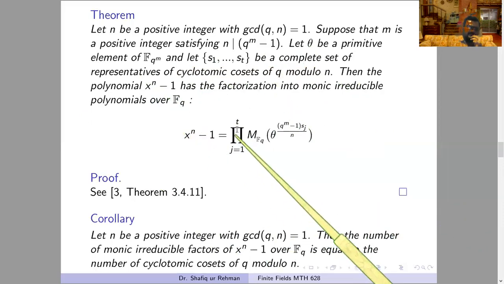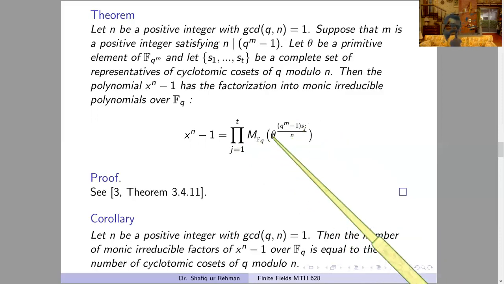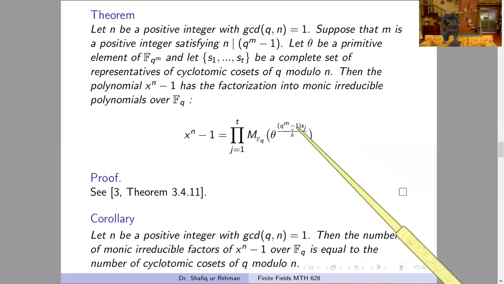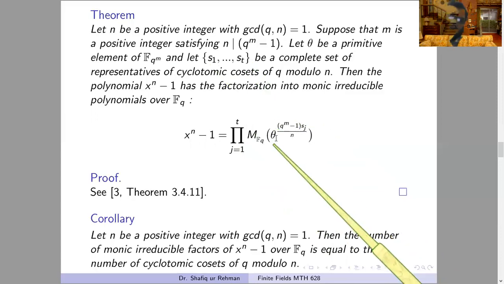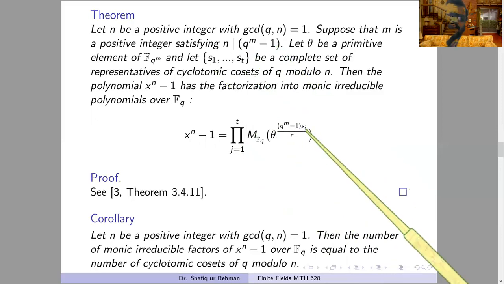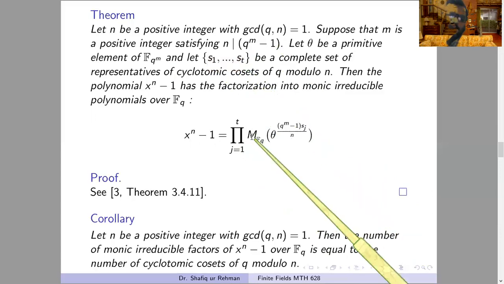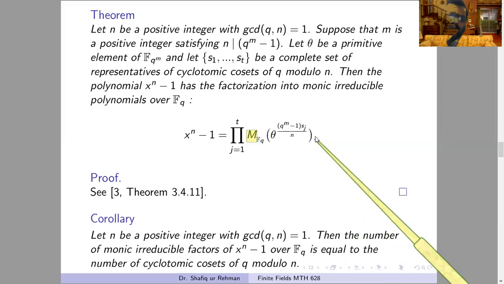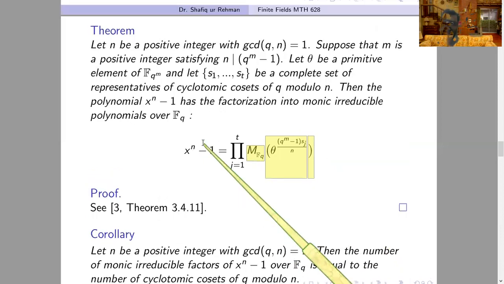This is a product of all the minimal polynomials over Fq of powers of theta. And what is the power of theta? The power is theta raised to (q^m minus 1) over n multiplied by sj, where j varies from 1 to t. That is, we take theta to the power of this number, (q^m minus 1) over n, and multiply it by these representatives. So we will take minimal polynomials of these powers of theta, and then we will take the product, and we will get this type of factorization.